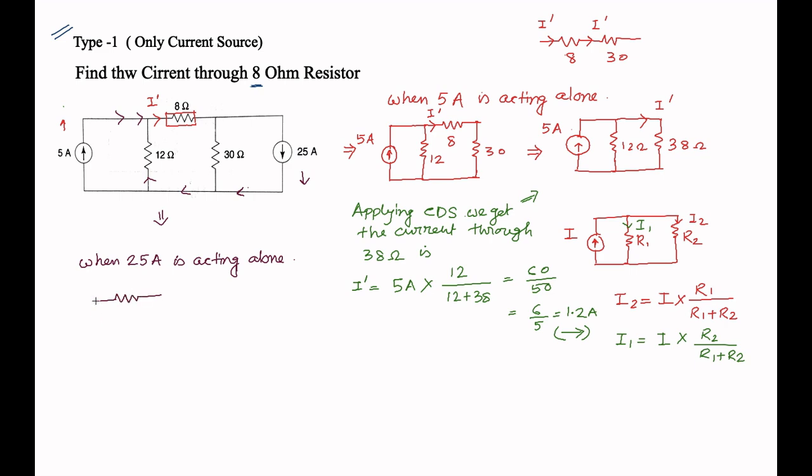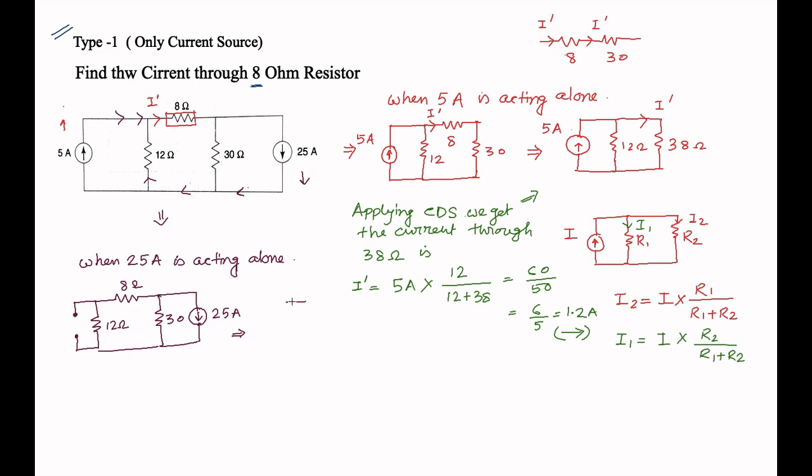This is the 8 ohm resistance, this is the 12 ohm resistance, this is your 30 ohm resistance, and this is your 25 ampere current source. Got it? Because this part is open circuited, because we have to replace the current source as it has an internal resistance of infinite resistance. So this is your 25 ampere, this is your 30 ohm, this is your 8 ohm, and this is your 12 ohm. Now we can again simplify this thing.